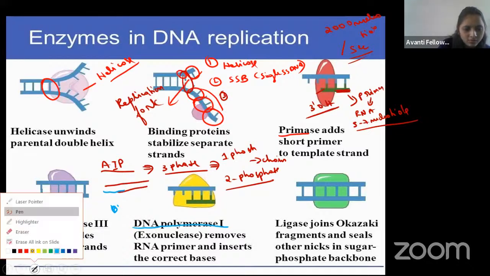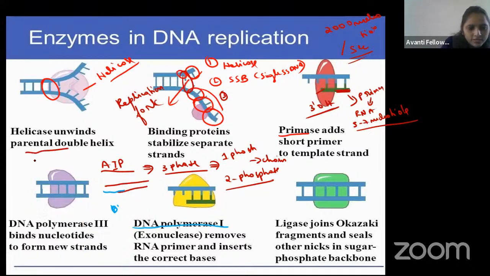So now what will happen? DNA polymerase 1 synthesizes the DNA, but there is a gap there, right? Who is going to fill that gap? Who is going to join that gap? That is the DNA ligase enzyme. DNA ligase enzyme. Okay, guys.